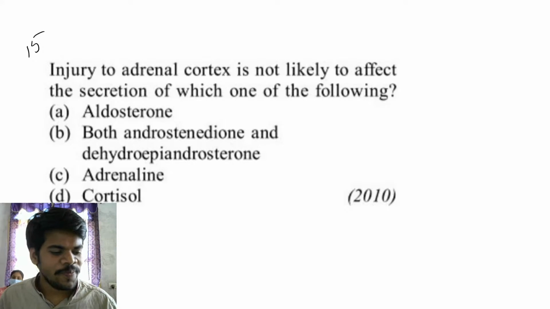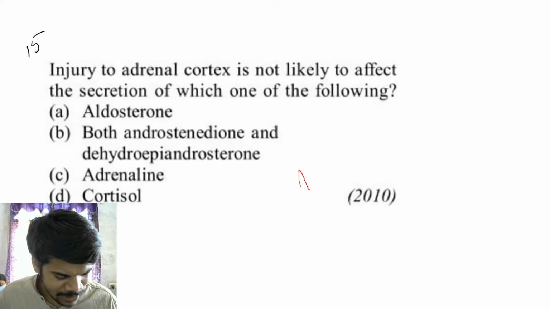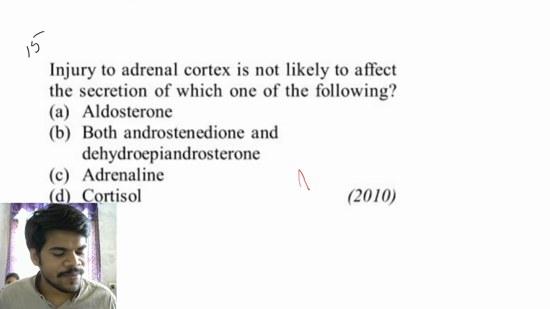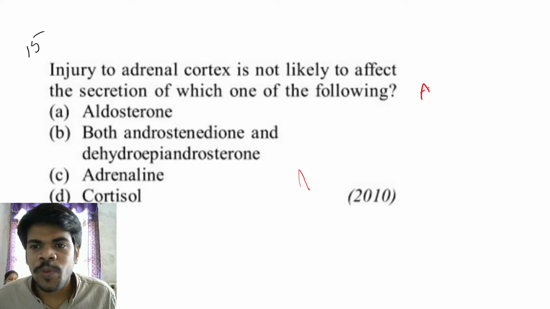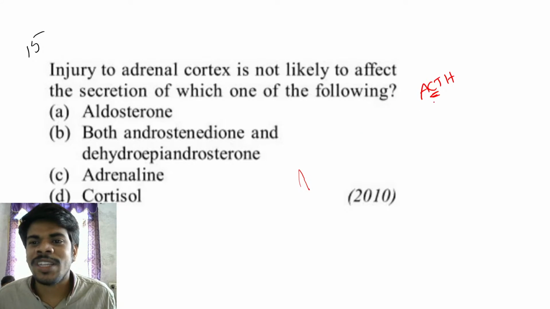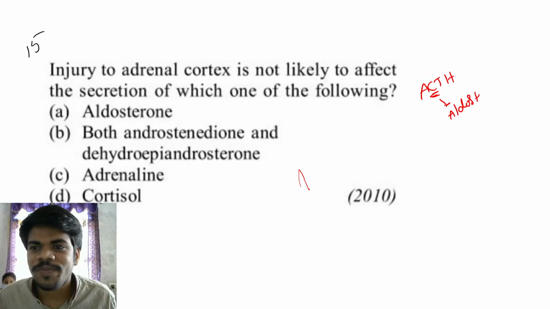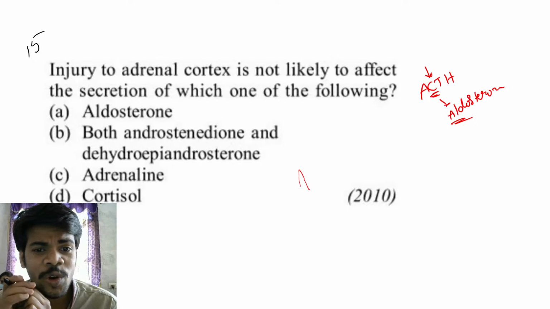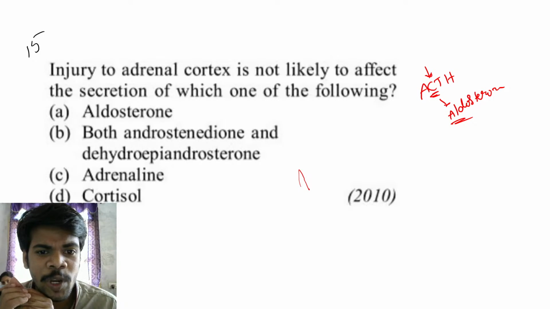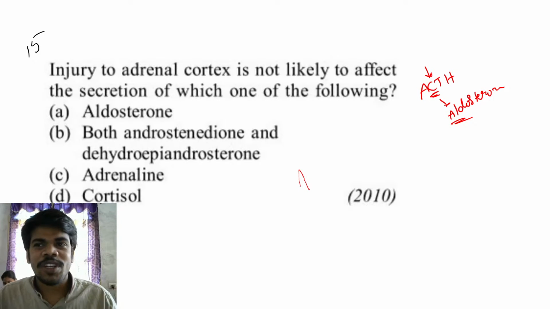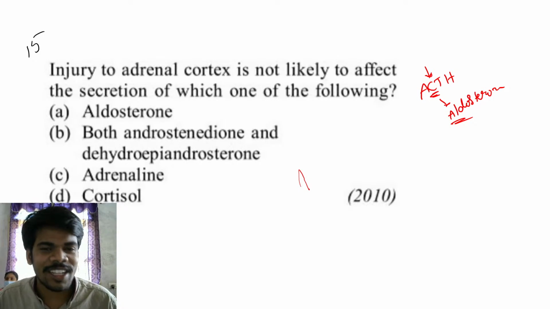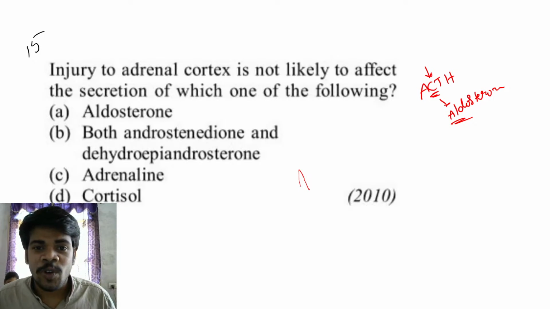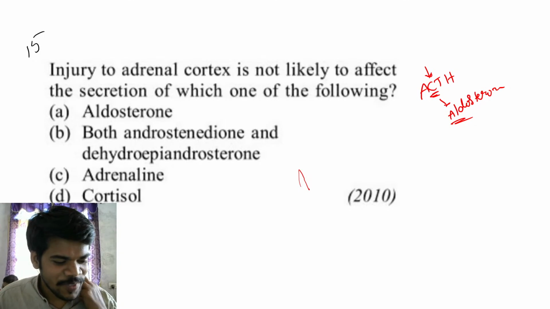Aldosterone? No, it is not aldosterone. Aldosterone is secreted from the adrenal cortex. Adrenocorticotropic hormone stimulates the cortex region to release aldosterone. So aldosterone is from the cortex region. Both androstenedione and dehydroepiandrosterone, options which are very difficult to pronounce, are these the right answers? So B is the right answer.